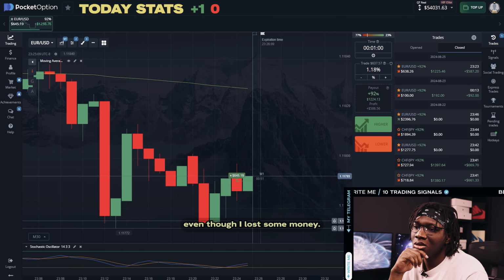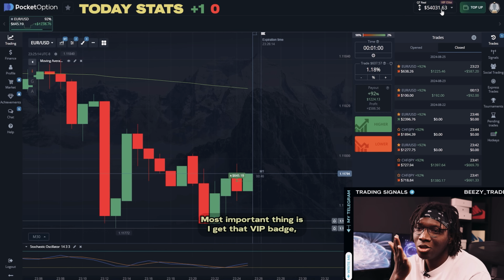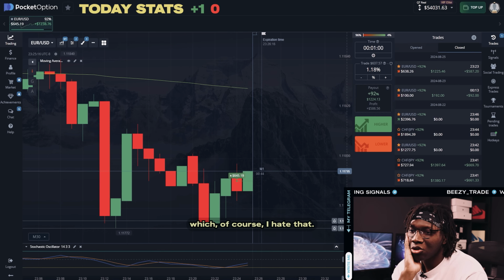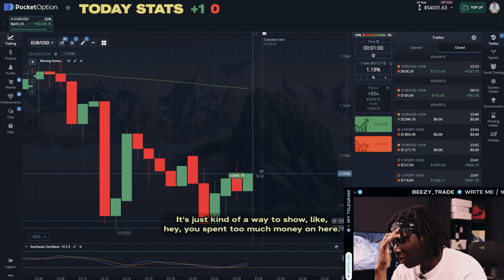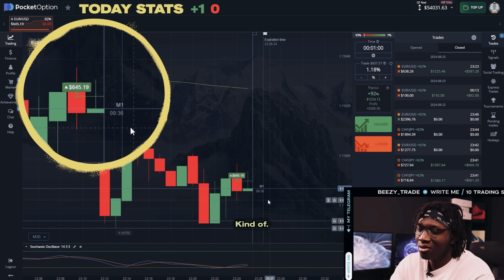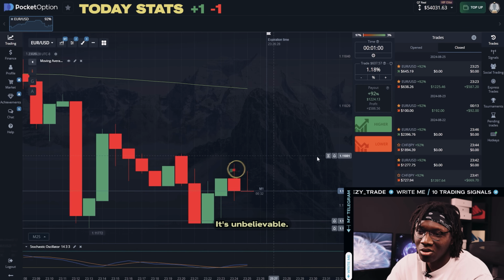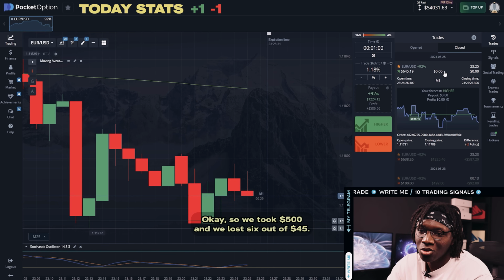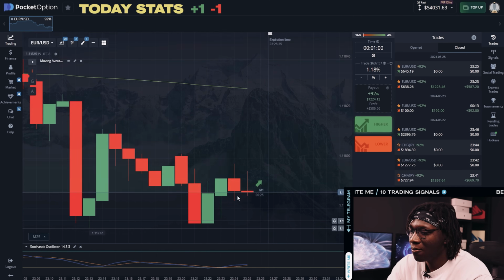Even though I lost some money, the most important thing is I get that VIP Elite badge, which of course I hate that it's just kind of a way to show like, hey, you spend too much money on here, kind of. But at the same time, that ends in a loss for us. That's unbelievable. Okay, so we took $500 and we lost $645.